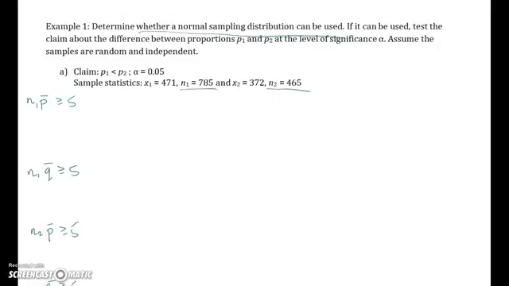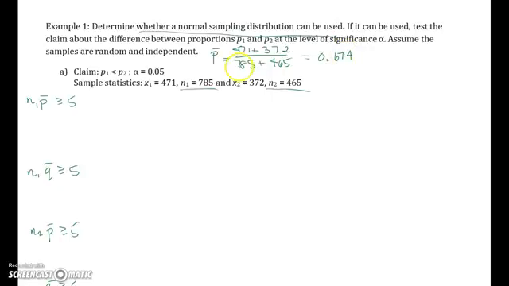For P bar, I'm going to squeeze it in here. It's going to equal the total, so x1 plus x2. Here's my x1, 471, plus x2, 372, divided by the number in the sample, so 785 plus 465. If you have your calculator, you can add the numerators and the denominators and divide, and you'll get 0.674 and some other numbers. I'm going to go ahead and round off at about, well, I'll give it 3 decimal places. Let's keep it a little bit more accurate.